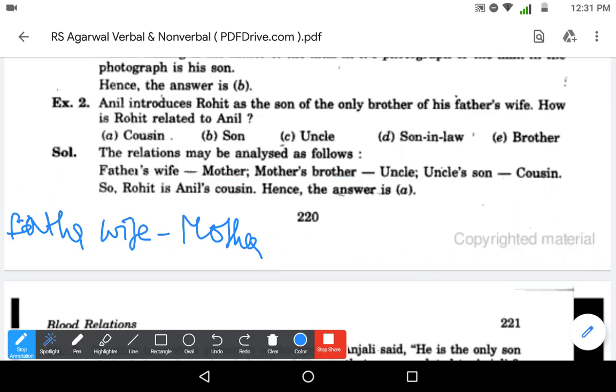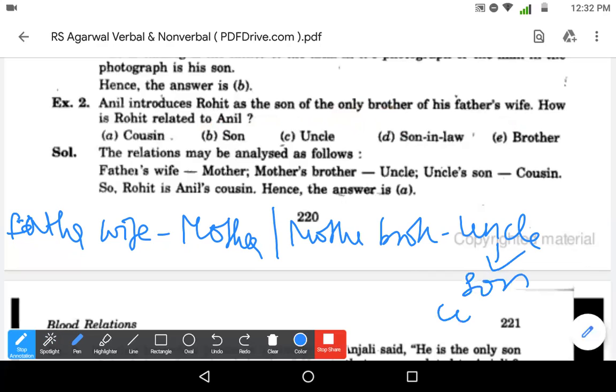Okay, so let's read it once again. Rohit as the son of only brother of his father's wife. Brother of his father's wife. Father's wife is mother. Mother's brother is uncle. Once again, father's wife is mother. Mother's brother is uncle. Now, Rohit is son of that uncle. Only brother means uncle. Okay, so uncle's son will become cousin. We saw in the relationship, uncle's son will become cousin. So Anil and Rohit will become cousins.